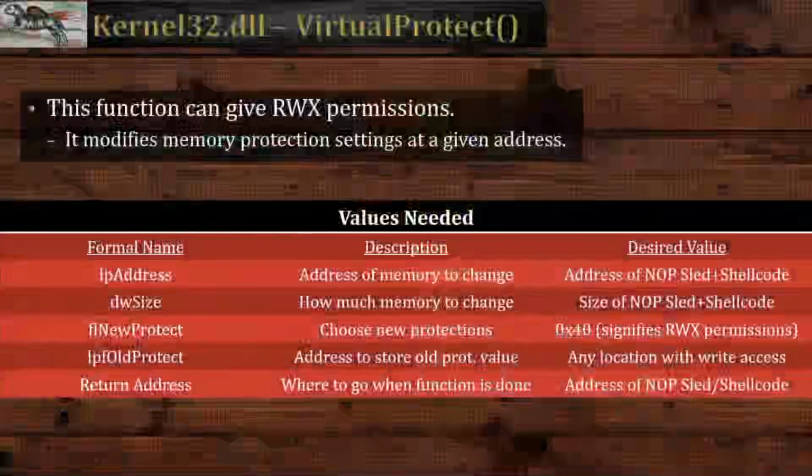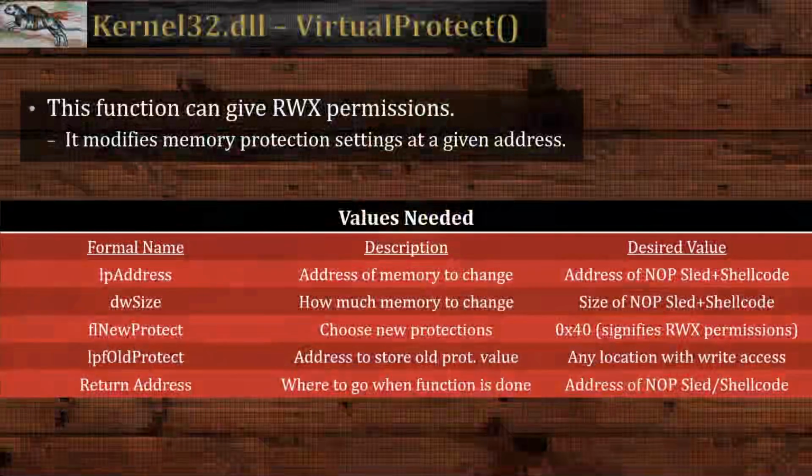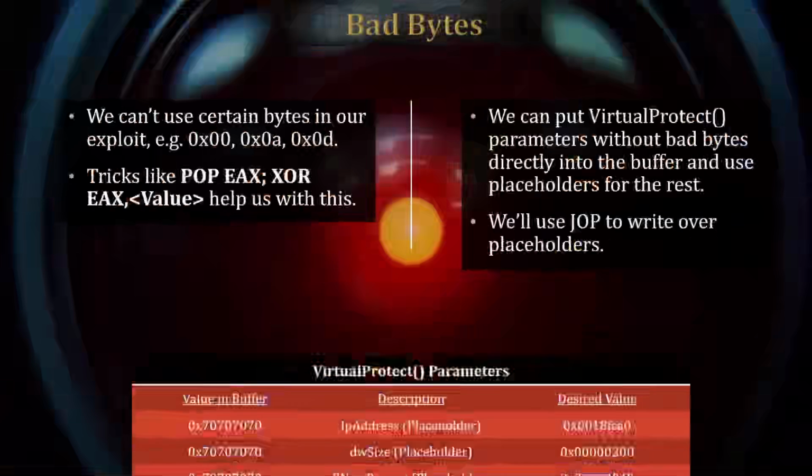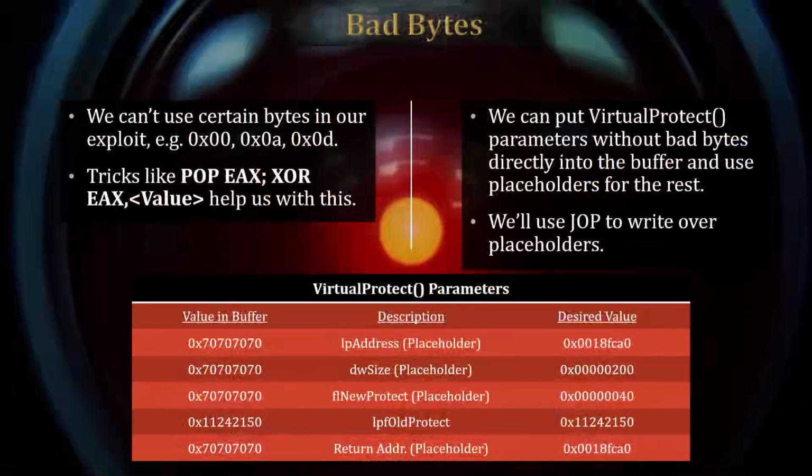We'll be using virtual protect in order to overcome DEP. As far as setting up our parameters for virtual protect goes, many of them do have bad bytes in them, so we can't put those in our payload, and we'll need to supply placeholders for these parameters. However, one parameter, LPF old protect, does not have bad bytes, so we're fine to supply that in the payload. The placeholders will be overwritten by JOP later. They're just there to keep track of where we are.